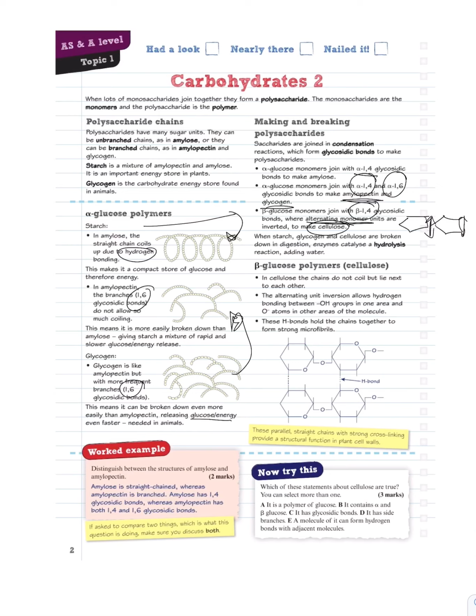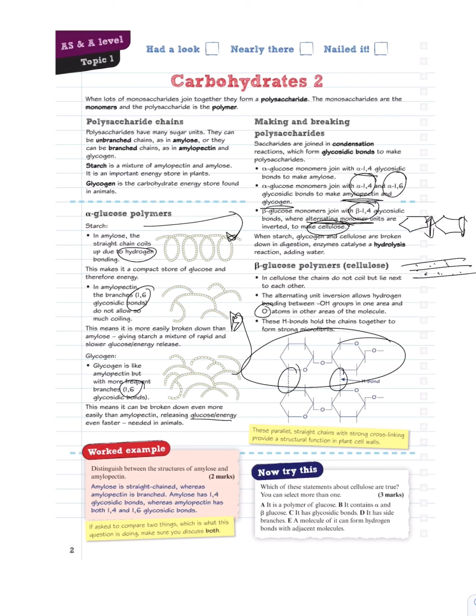Beta glucose is the monomer in the polymer cellulose. In cellulose, the chains do not coil, but lie in straight lines next to each other. The alternating unit inversion allows hydrogen bonds between the hydroxyl groups in one chain and the oxygen atoms in the other molecule. These hydrogen bonds then hold the chains together to form strong microfibrils. As you can see here, it is inverted, and we have the hydrogen bonds in between the straight chains.